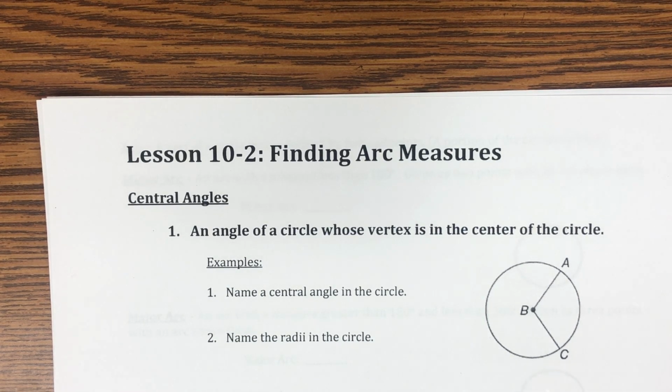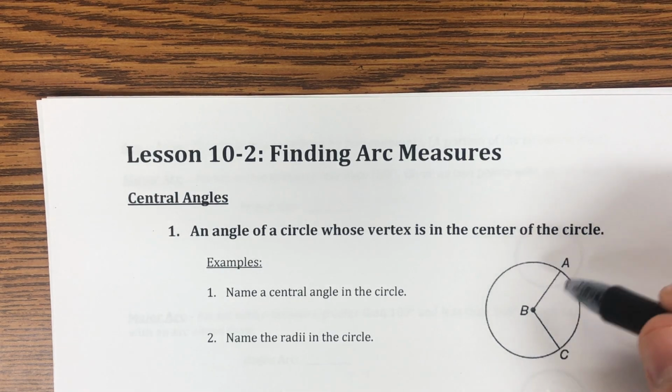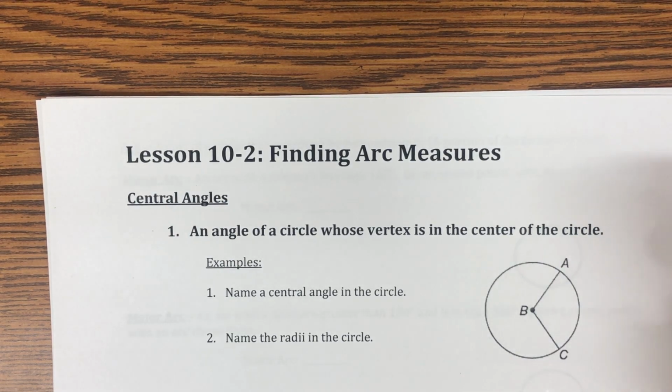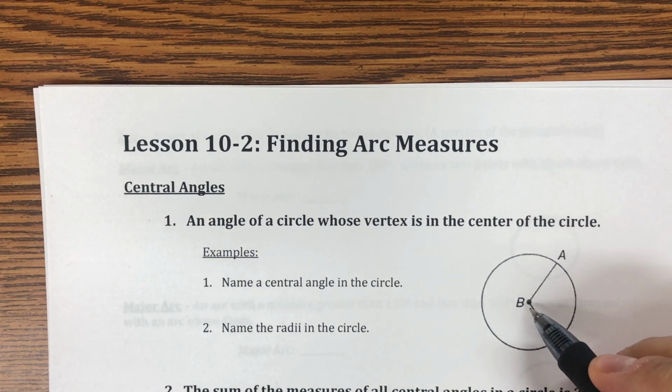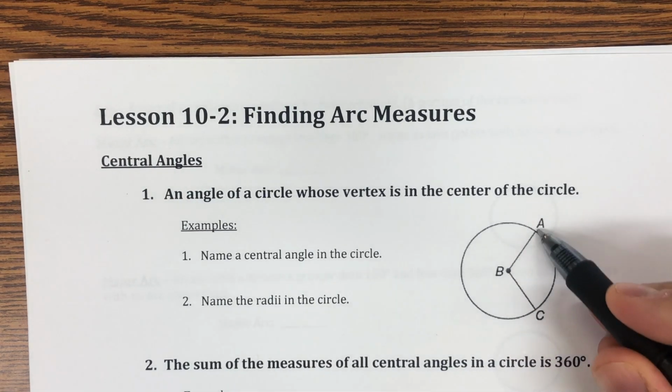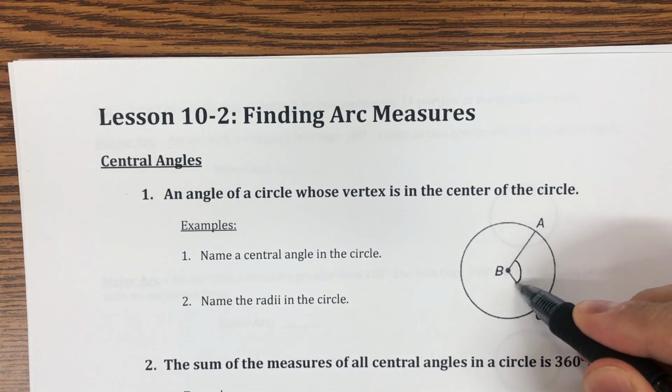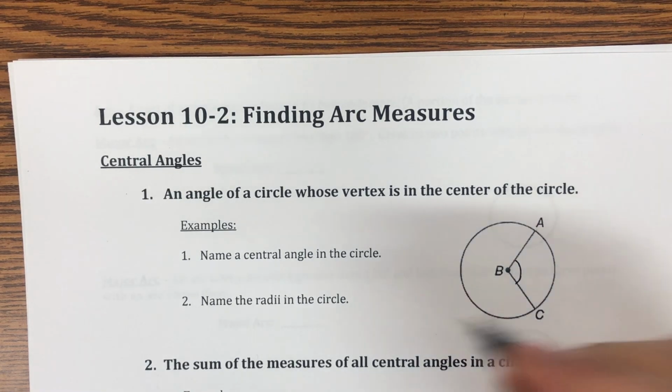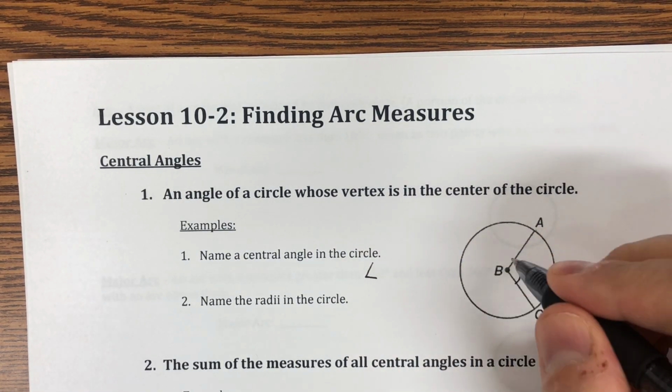When we talk about arc measures, the first thing we need to do is define what a central angle is. A central angle is an angle of a circle whose vertex is right at the center. So in this case, B is the center of the circle, and this angle ABC, this whole thing, that is a central angle. Angle ABC.